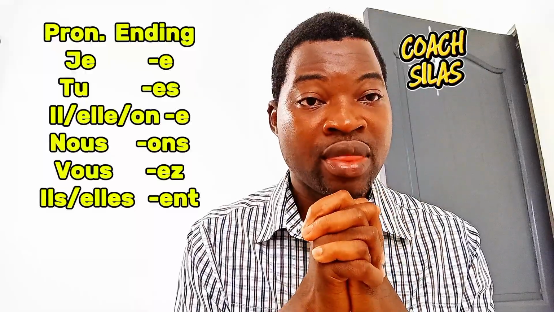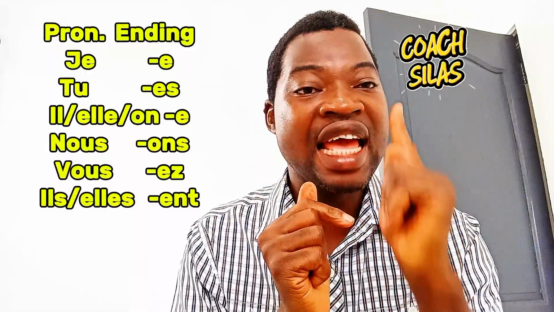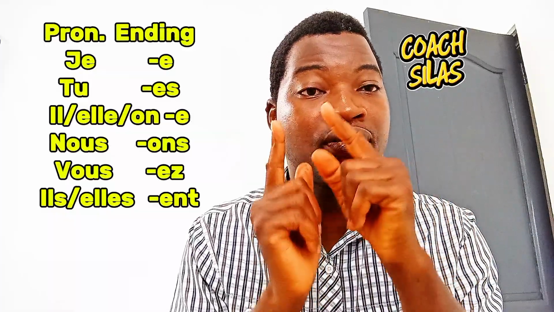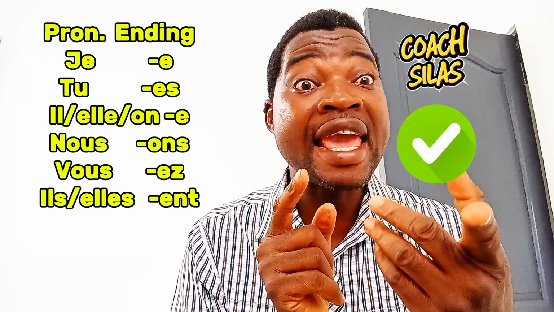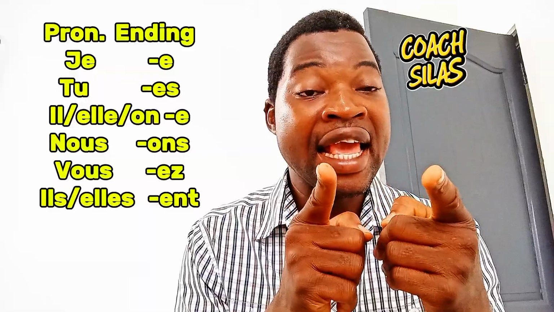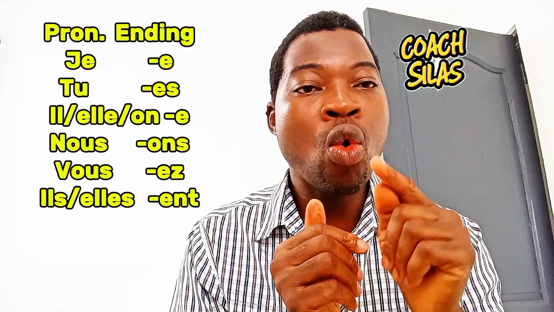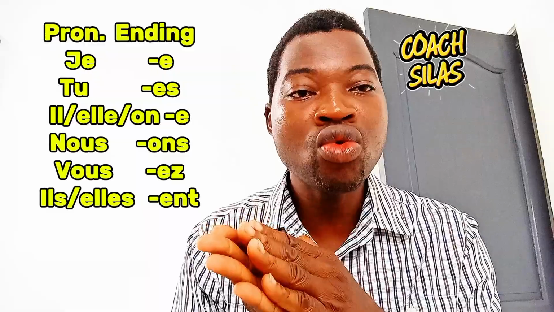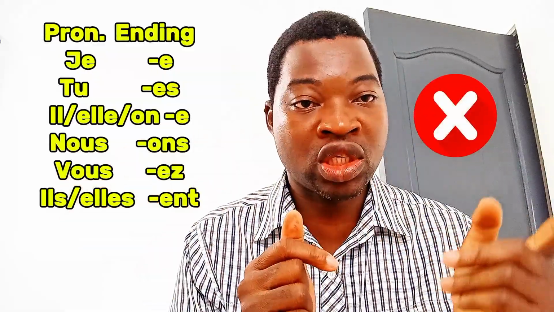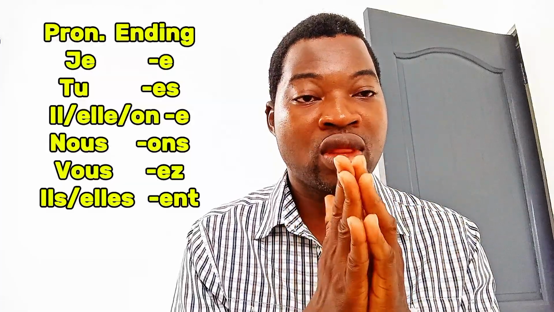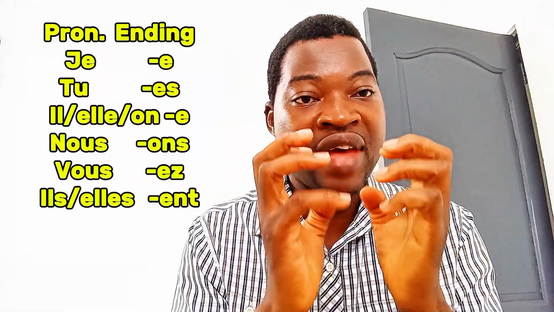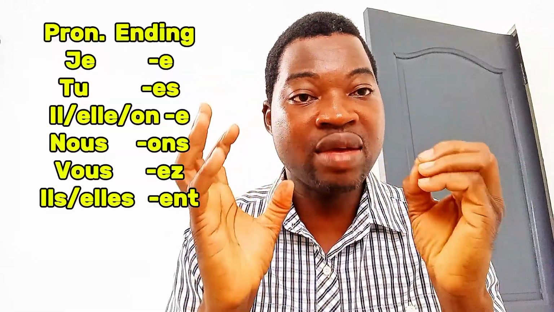Now, you need to know something. All the endings are silent except the ending EZ for the pronoun vous, which sounds A. I said A, not S, but what? A. And the ending ONS for the pronoun nous, which sounds on, not ons, but what? On. So that is it.